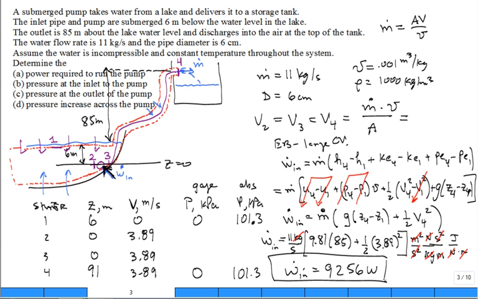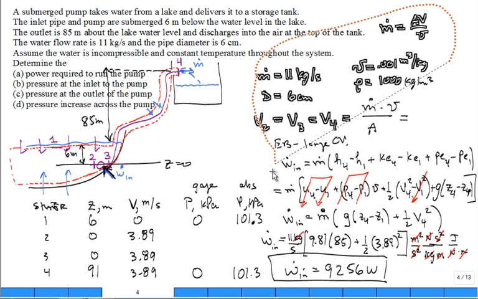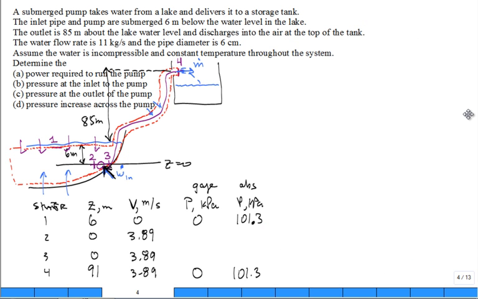I don't want to erase anything on that page. I hope you have good notes, but I need to continue the problem. So I need more space. So let's do this. I want to just get rid of a lot of this stuff here. All right, that should work. True? So now let's go and solve part B. What is the pressure at the inlet to the pump?